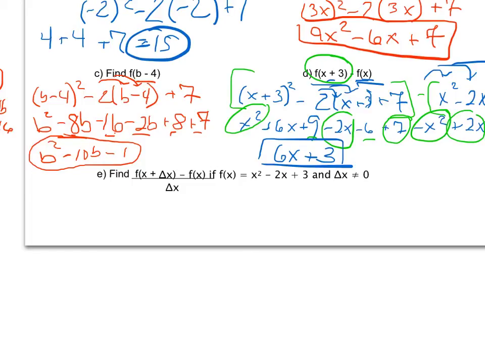Letter E says find f of x plus change of x, minus f of x, all over change of x. I'm given a new f of x function, x squared minus 2x plus 3. And this is just telling me that, hey, go ahead and use that function. It's okay. We know that's not 0. That's all that piece of information is for.